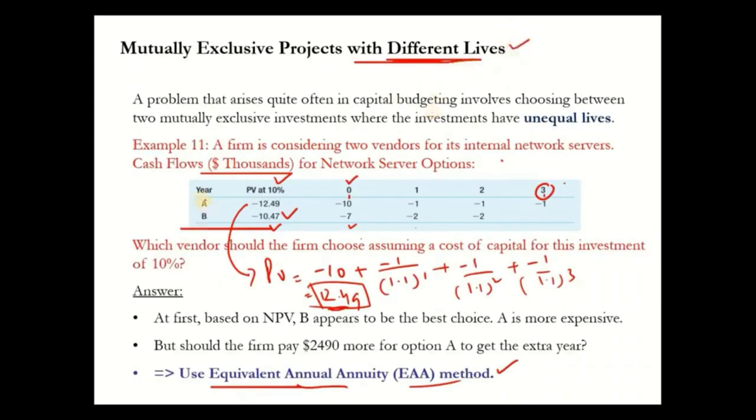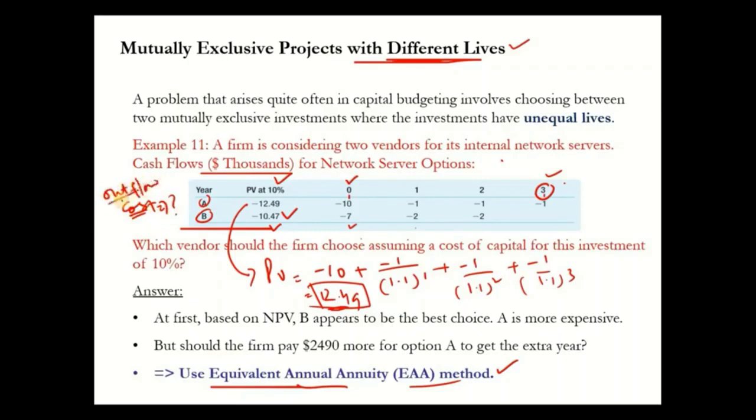So let's say there are two projects, project A and project B. Project A is for 3 years and project B is for 2 years, and this is the present value at 10%. So 12.49 is the present value of project A, and project B has the present value of 10.47. So which one do you think is the expensive one? If we take it from the perspective of cost, remember this is from a perspective of cost, not inflow, so we are taking this in terms of outflow.